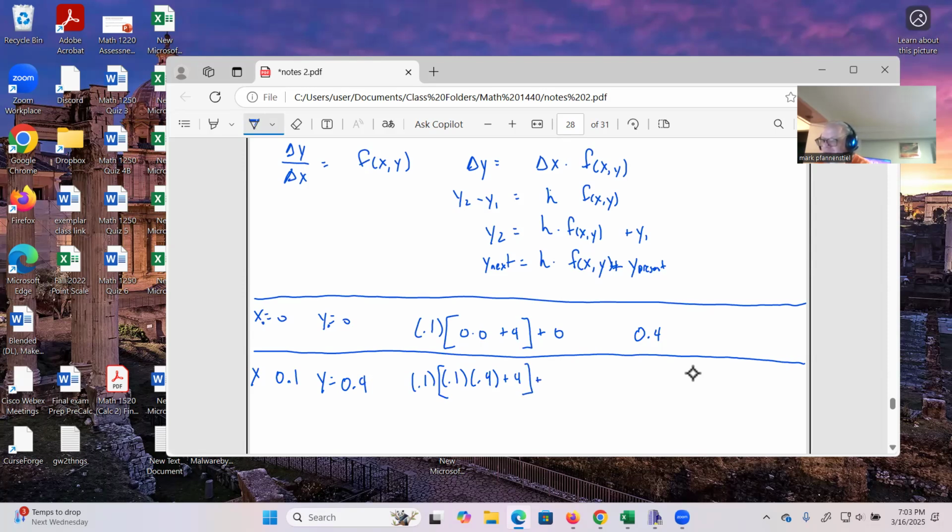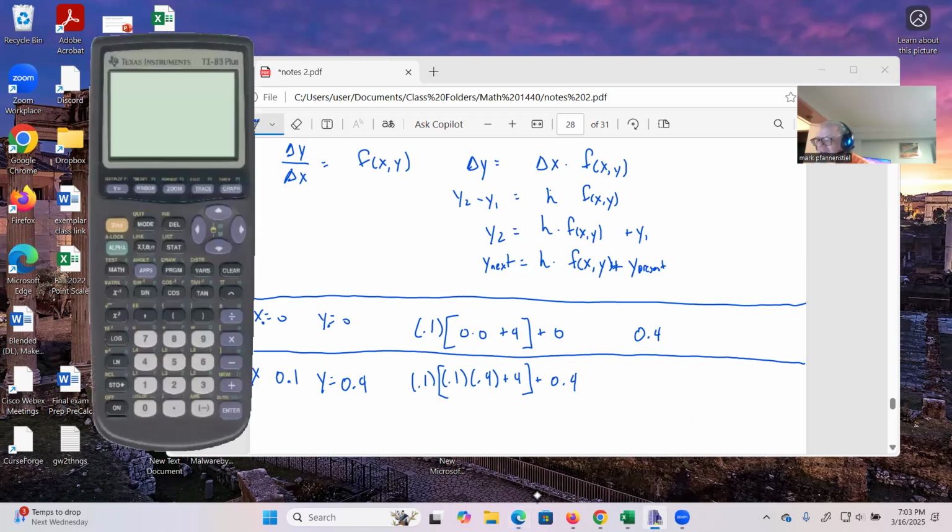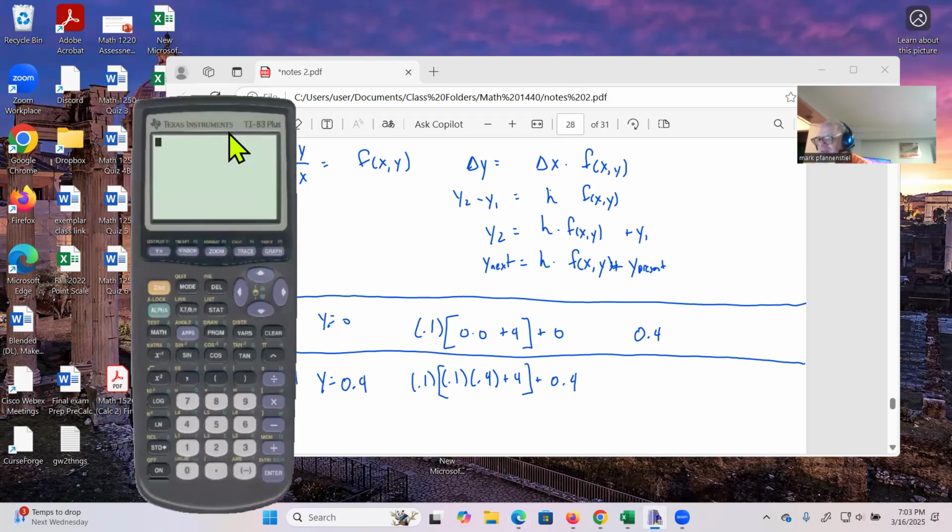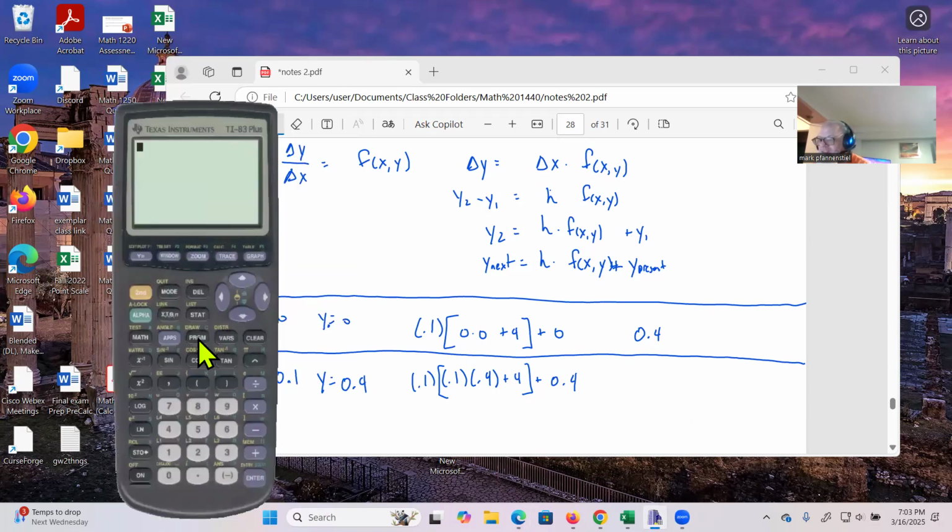Now my previous y is going to be 0.4. And that's going to be our next y. So let's go ahead and figure out what that's going to be. Yes, I'm using a much fancier calculator than you're allowed, but I'm not going to do it for anything that wouldn't be allowed. You could do this on a regular scientific calculator. The only thing this is going to do is allow me to see things a little bit easier and show you what's going on for the video.